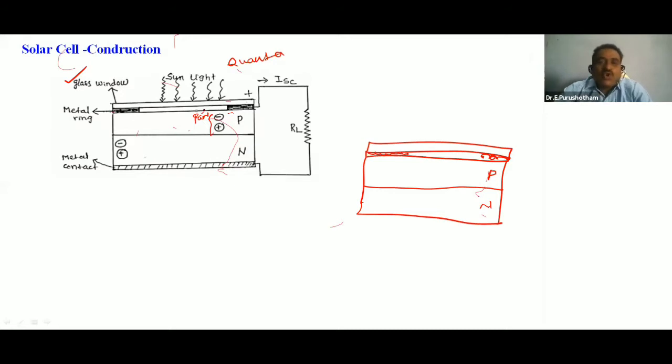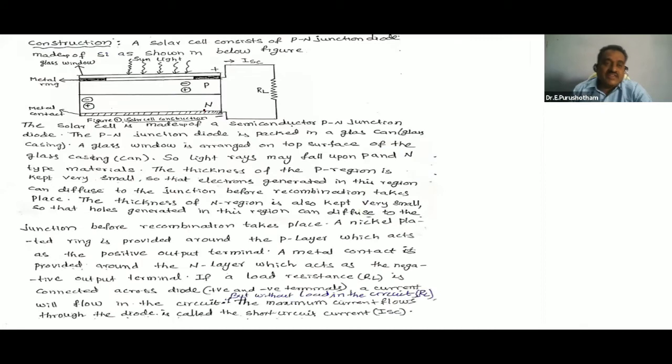Due to this flow of electron and hole pair, it produces some current that is called photocurrent. You can see here, the solar cell is made up of a semiconductor PN junction diode. Clearly you can observe, the PN junction diode is packed in a glass can or glass casing or glass box.